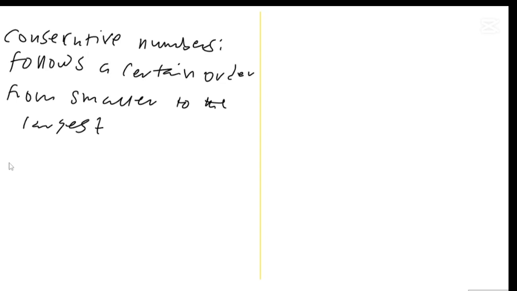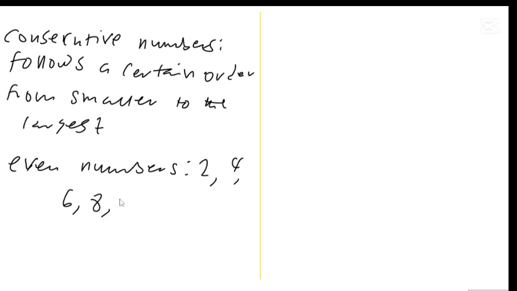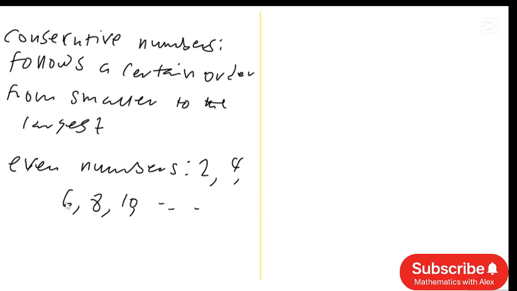Now, even numbers are numbers that are divisible by 2. Example, we have 2, 4, 6, 8, 10 going. And we can see that there's a constant difference of 2 in the even numbers. 4 minus 2 is 2, 6 minus 4 is 2, 8 minus 6 is 2, 10 minus 8 is 2.